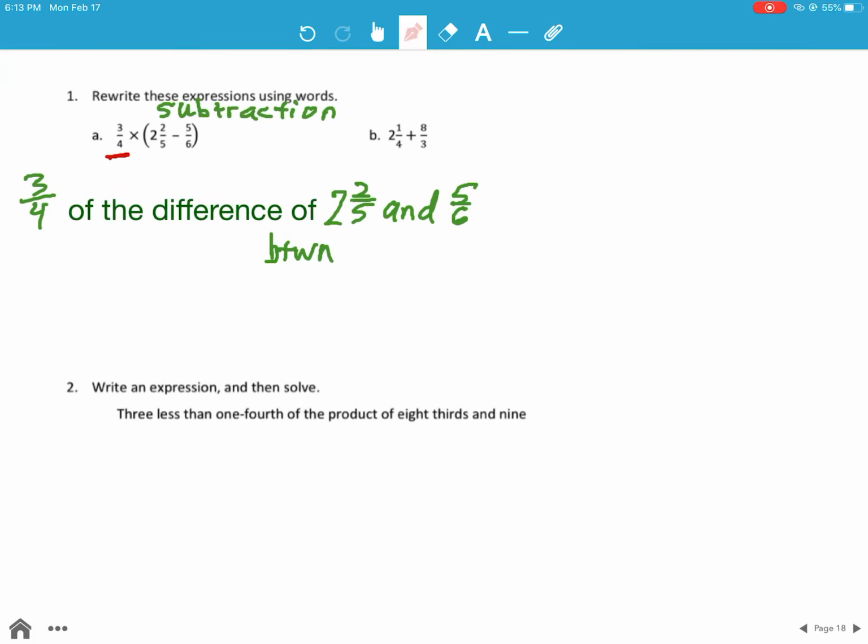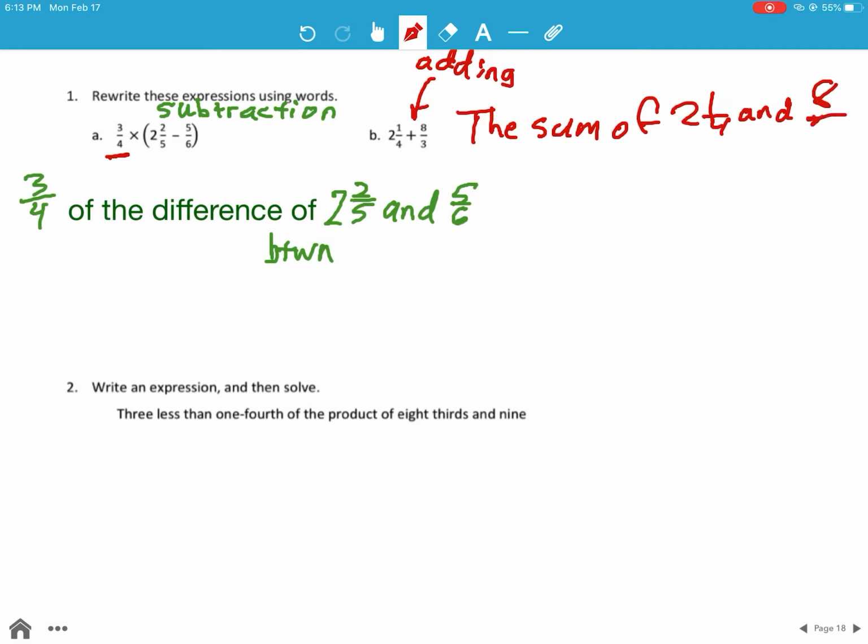Now over on this other side, we have the sum, adding. So all we're going to do is the sum of 2 1/4 and 8/3.